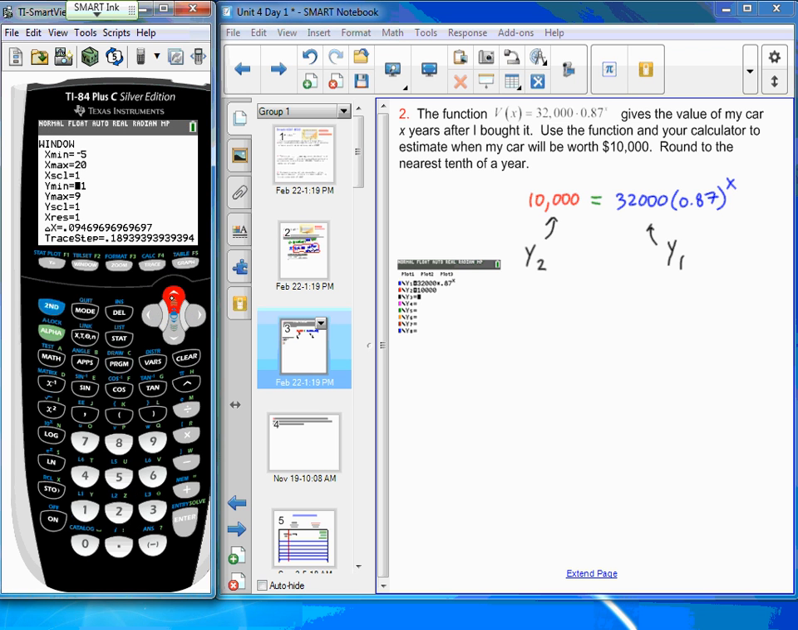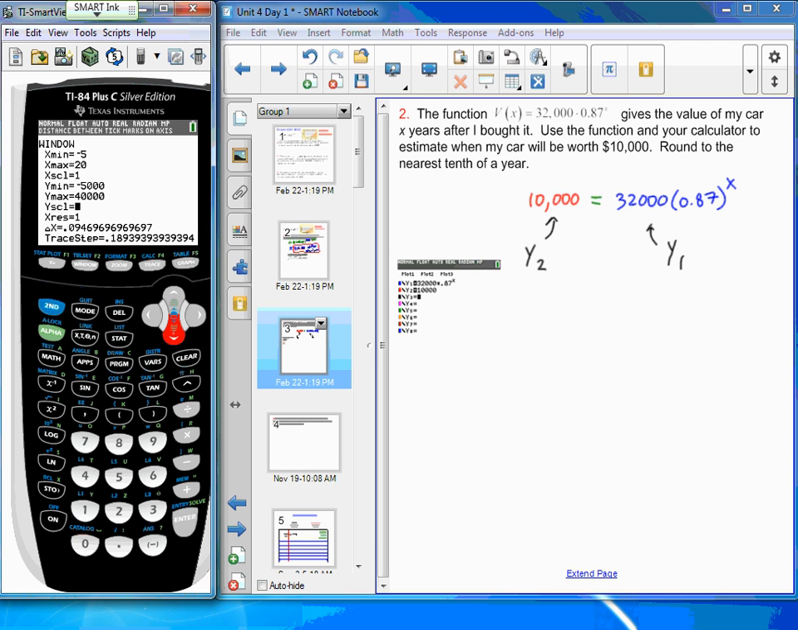For my Y min, I can't have a negative value of my car, although there are a couple cars that I had in high school and college that I might consider a negative value. But just in the interest of getting a good picture, I'll go -5,000 up until, and 32,000 was your initial value of the car, so I'm going to go up to 40,000 just so I can get a little bit beyond. Okay, so I'm going to go -5,000 to +40,000.